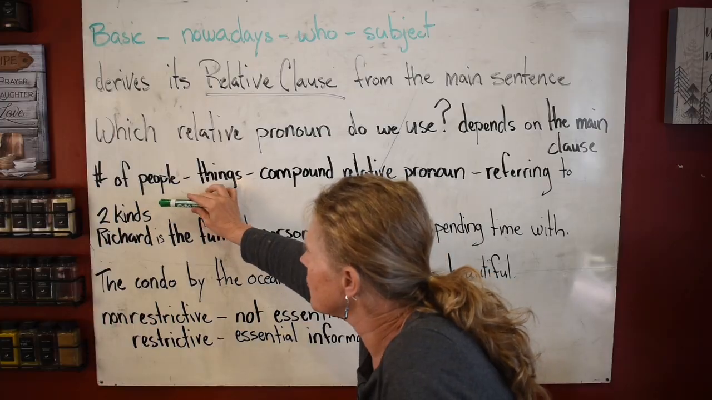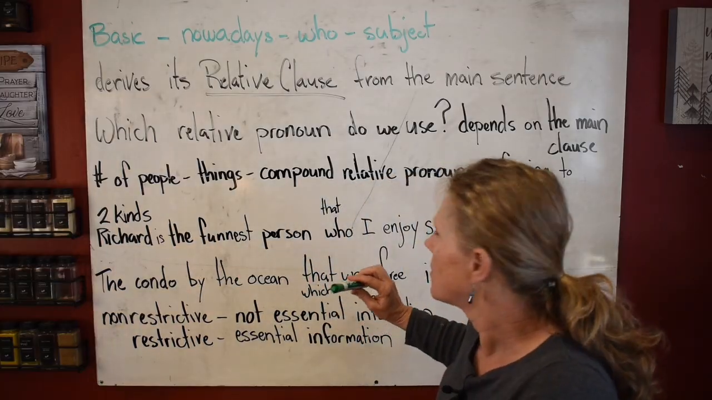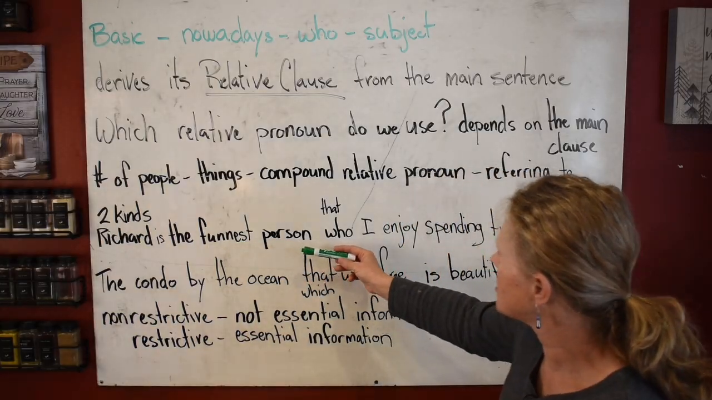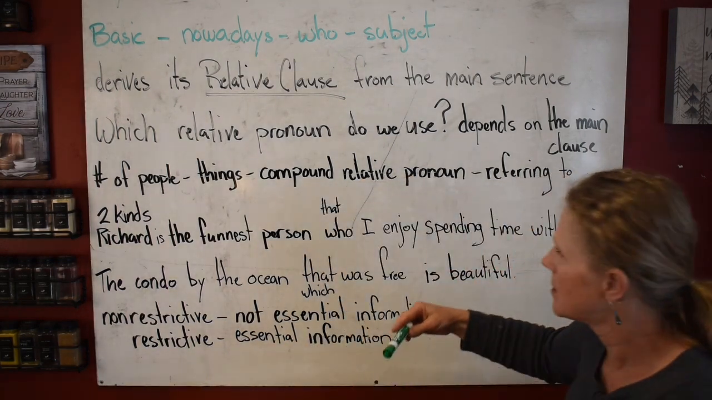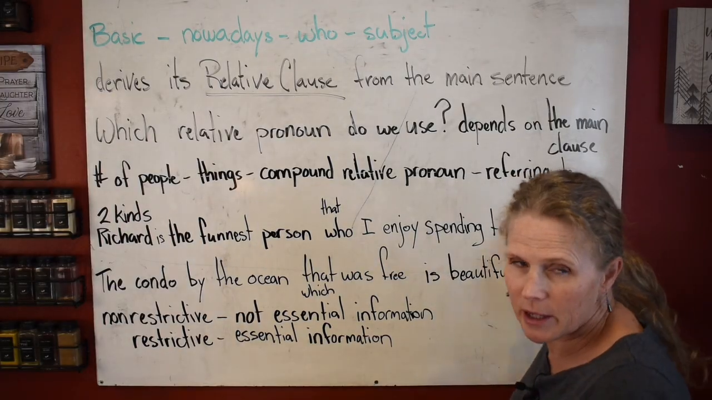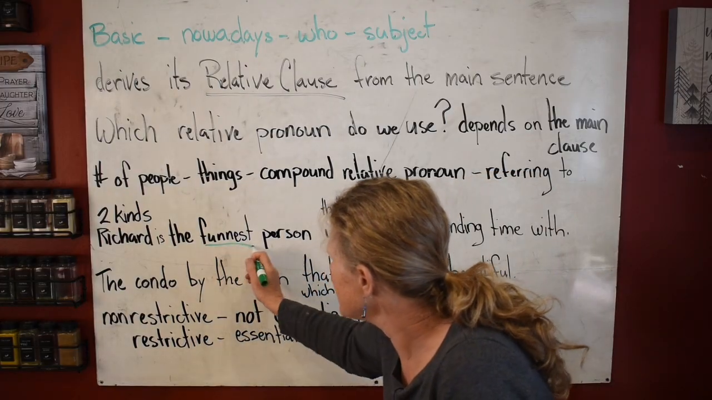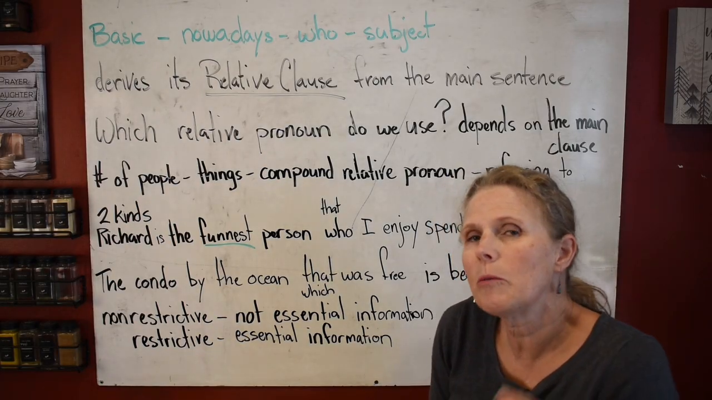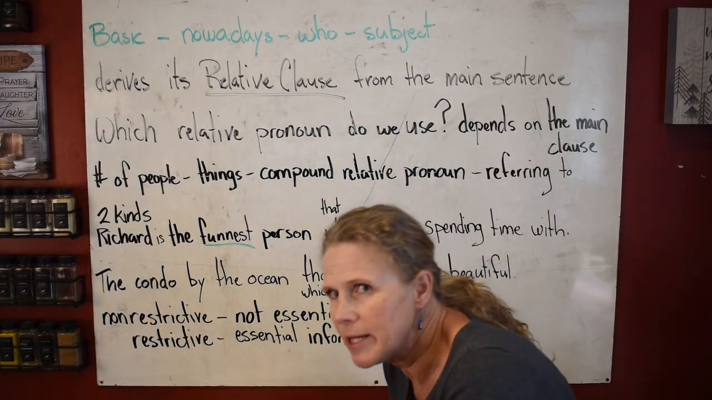We have two different kinds of ways that I want to present this sentence. Richard is the funnest person who I enjoy spending time with. He's my husband. But before we really go into the relative pronoun, I want to show you something. Is funnest a real word? No. Okay, Paul says technically it is. So people will sometimes say it's not, and it is.